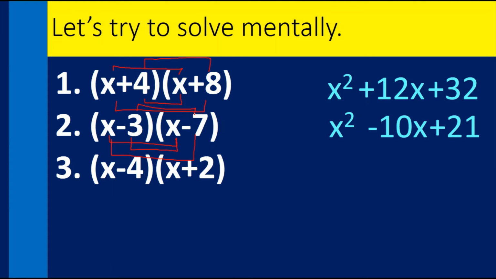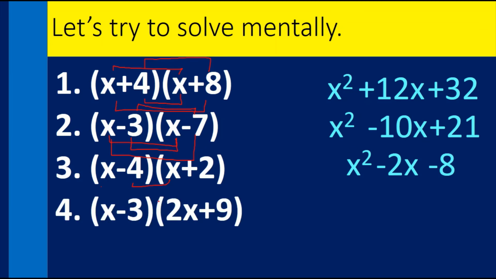Number 3 example, the quantity x minus 4 times the quantity of x plus 2. Multiply the first terms, we have x squared. Inner terms, negative 4x. Outer terms, we have 2x. So, different signs, you subtract. So, 4 minus 2 is equal to 2. The sign depends on the sign of the bigger number. So, 4 is the bigger number than 2. So, we will use negative. So, negative 2x. Negative 4 times positive 2 equals negative 8.